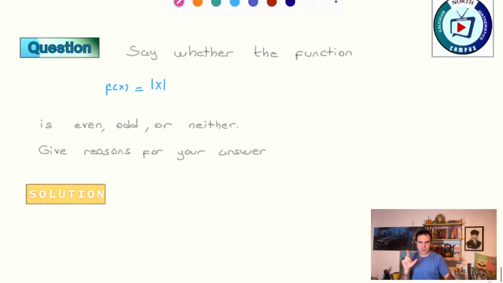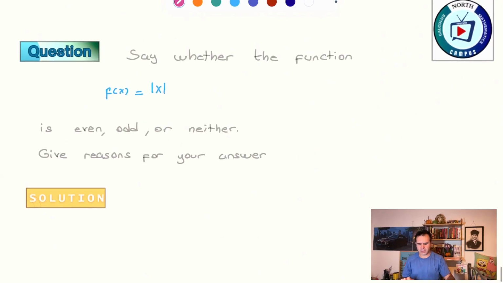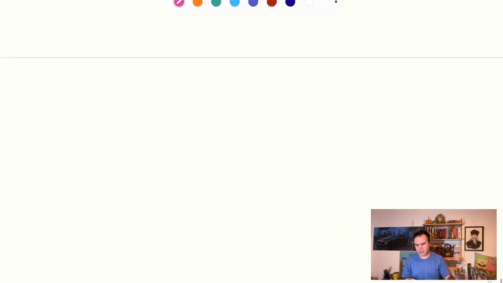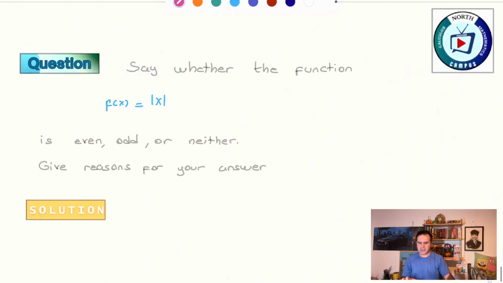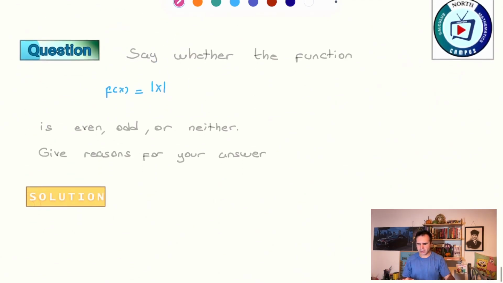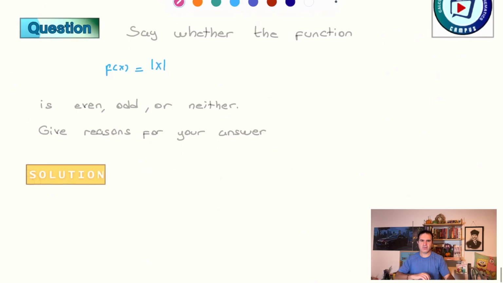Maybe this may be the last question. Yes, this is the last question. Say whether the function f of x equals absolute value of x is even, odd, or neither. Give reasons for your answer.